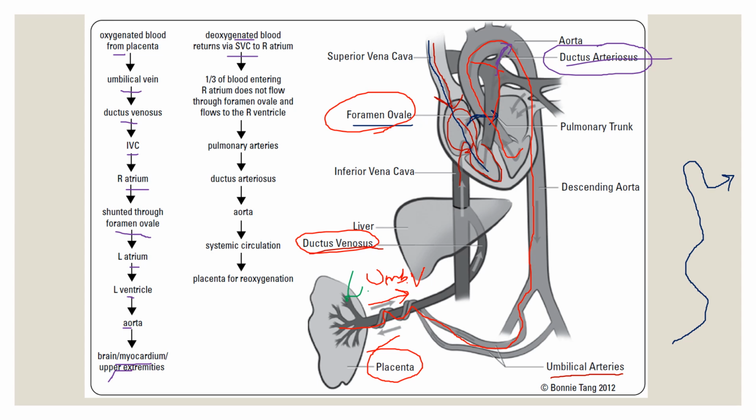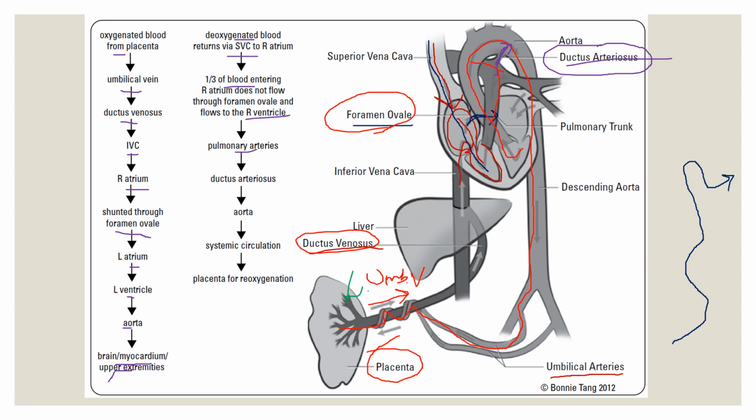So I told you it's done in such a way that the majority of oxygenated blood reaching the right atrium is transferred to the left atrium by the foramen ovale, and the majority of deoxygenated blood goes by the SVC to the right atrium and then to the right ventricle. One third of blood entering the right atrium does not flow through the foramen ovale, which is mostly deoxygenated, and goes to the right ventricle and then to the pulmonary arteries.